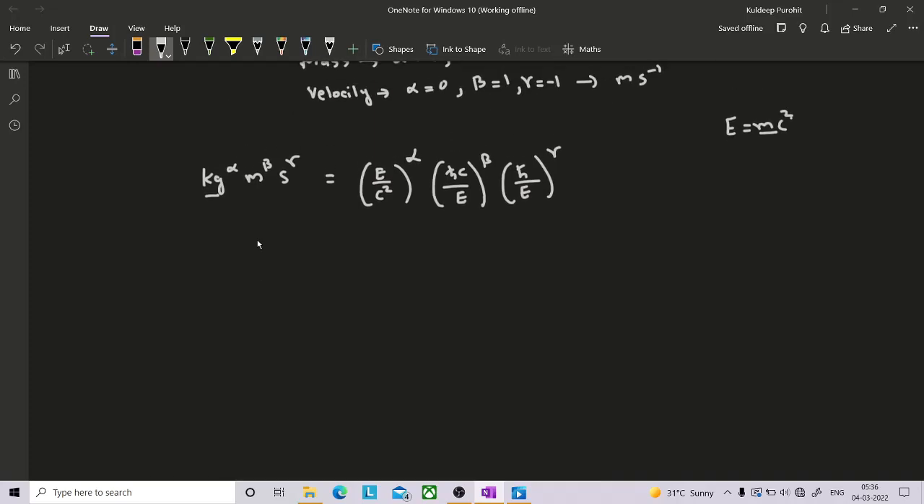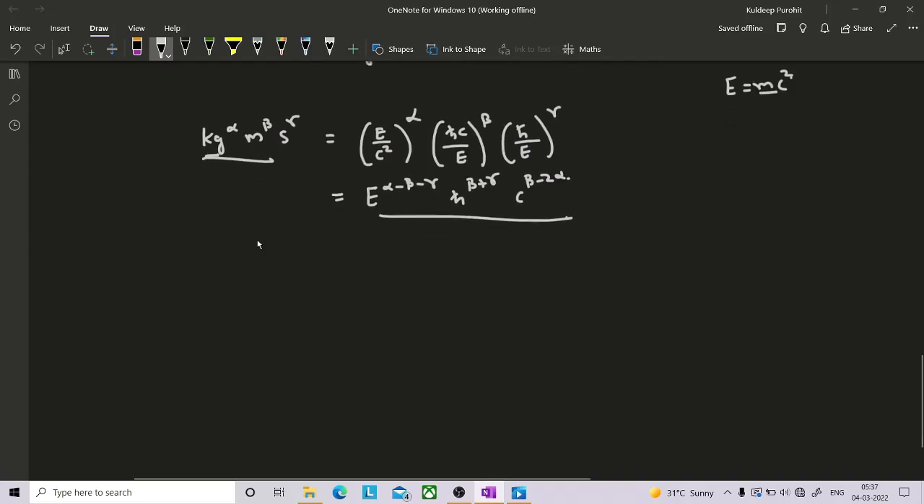This can also be written in terms of E raised to alpha minus beta minus gamma, h bar raised to beta plus gamma, and c raised to beta minus 2 alpha. So this expression and this expression are the same.